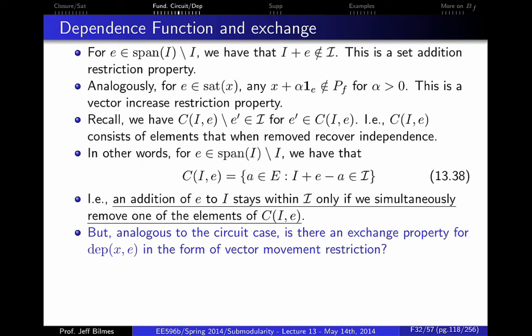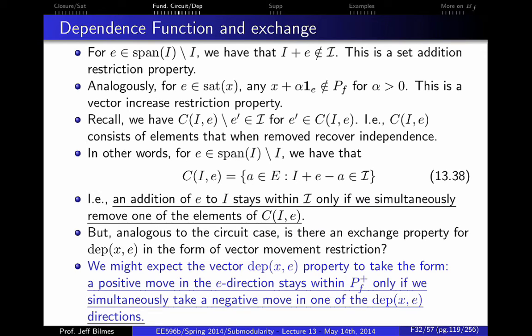So the question is, is there a similar exchange property in a polymatroid that corresponds to vector movement? Because remember, a set corresponded to a vector. It was essentially a set of directions for which you were restricted from movement while being in the polytope. What does it mean to have a vector movement restriction? It might be, for example, exactly like we saw in that previous definition, that if you move positively in the e direction, maybe there's a corresponding other direction that you would have to also move at the same time and at the same rate while staying independent, namely staying inside of the polytope.